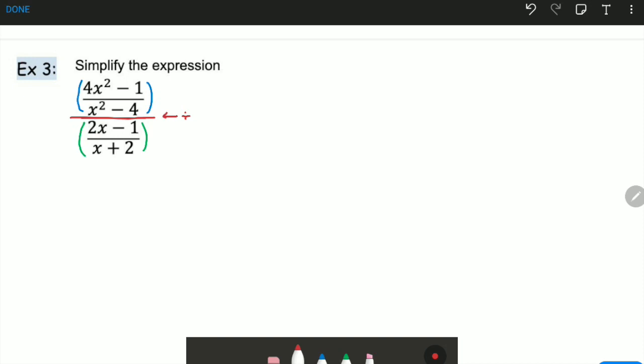And the way we divide fractions is we keep the first fraction, we change it to multiplication, and then we flip the second fraction, or we multiply by the reciprocal. Afterwards, the process for multiplying fractions is just to factor everything and then see what cancels.